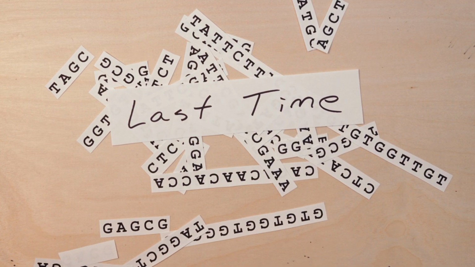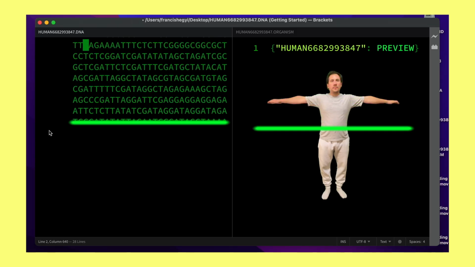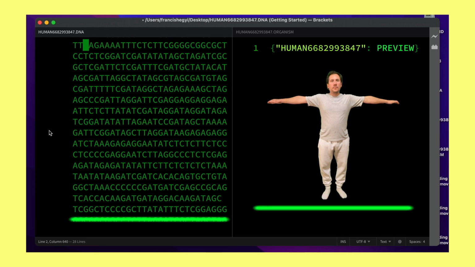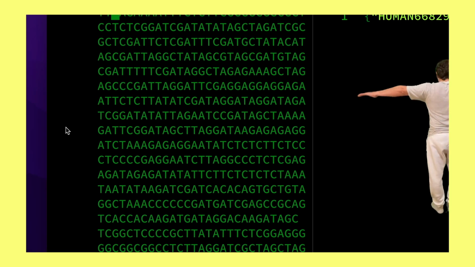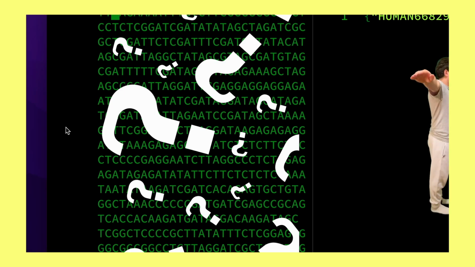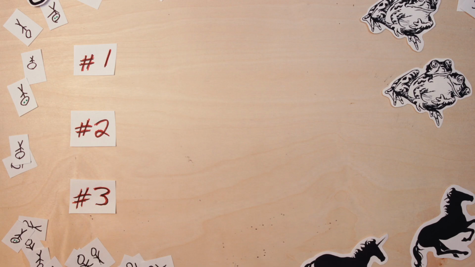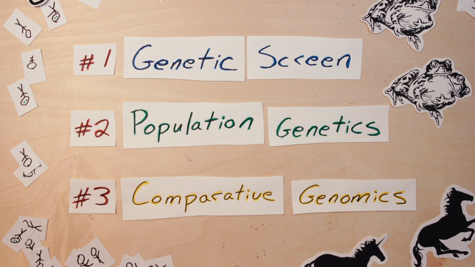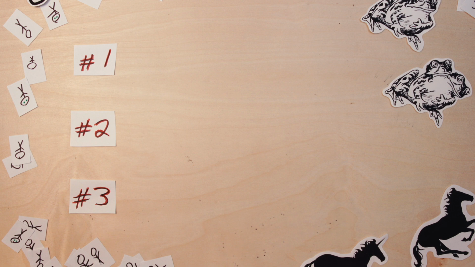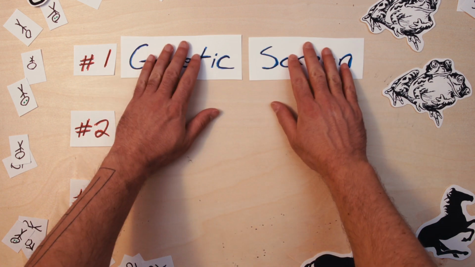Last time on the last video I uploaded, we learned about how genome sequencing has revealed the DNA code. But now we have to figure out how the code actually works. Scientists have three main strategies for doing that. We're going to go through them one by one, so let's just get straight into it.